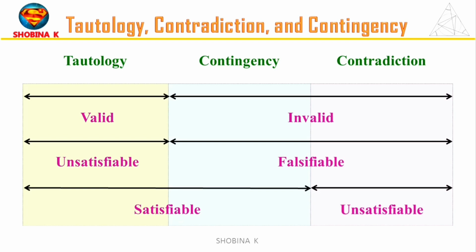Tautologies are always satisfiable as well, but you can't make all satisfiable statements into tautologies. Contingencies are always satisfiable, but you can't make all satisfiable statements into contingencies. Contradictions are always unsatisfiable, and you can turn any unsatisfiable statement into a contradiction.